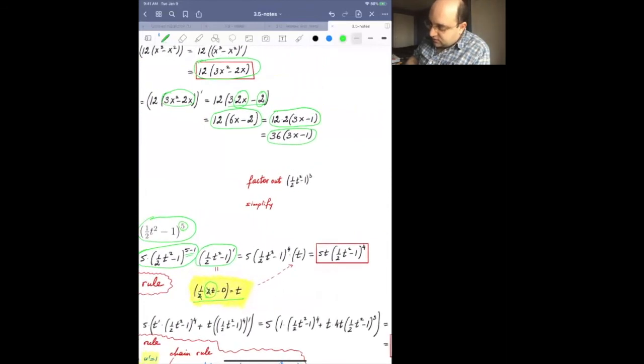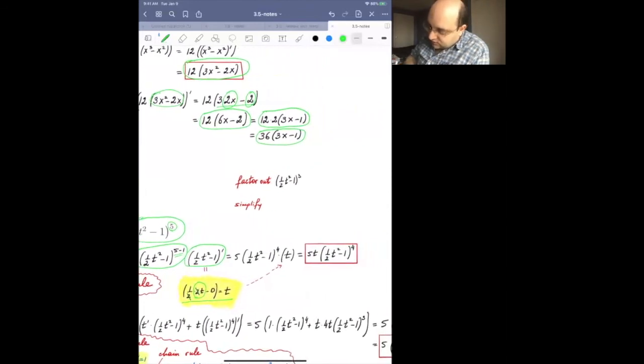So then if we simplify, we're going to get 5 times 1/2 t squared minus 1 to the power 4 times t. So it's equal to this expression here.